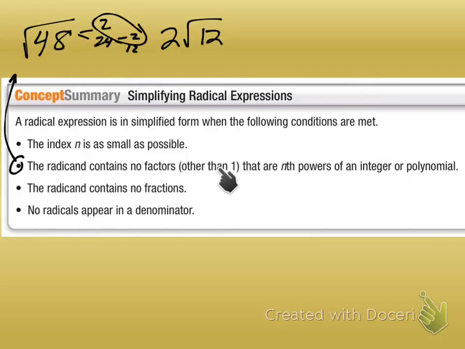No factors other than 1 that are nth powers. Nth powers in this case would be second powers. There's something in here that's a second power of something, that's 4, right? 2 squared. So that rule basically says if you can factor tree it more, you have to. So this one goes 3 and 4, 2 and 2 to give you a final answer of 4 square root of 3. That's what that rule means. If you can factor something out of a radicand, you have to factor it out, more or less. How'd I do?